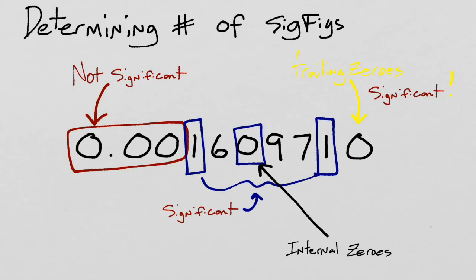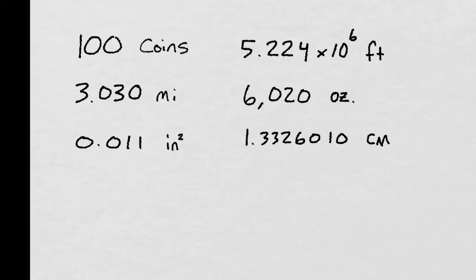Now that you've got the rules here, let's look at some numbers and see if we can assign how many sig figs they have. So let's take a look at some of these. I've put some units here because I do want to talk about something specific. Anytime we're counting, now this is different from measuring. When we're measuring something, we are looking at increments, like miles or feet or ounces. But when we're counting something, we treat these numbers as exact.